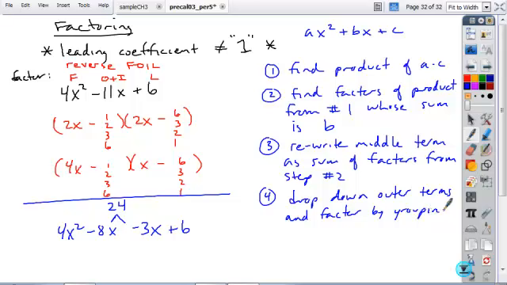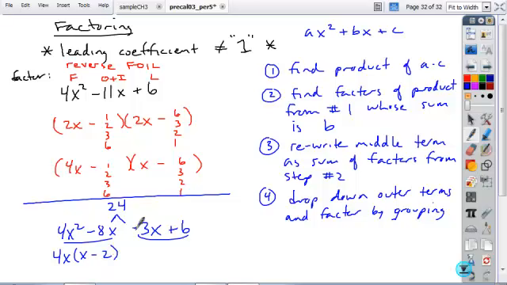Right, so now if I group these pairs of terms, what can I remove from the first pair of terms? What common factors? Take out a 4x, and then what am I left with? In my first term, x, and the second term, -2. Always remove the sign, so I'm removing a negative.